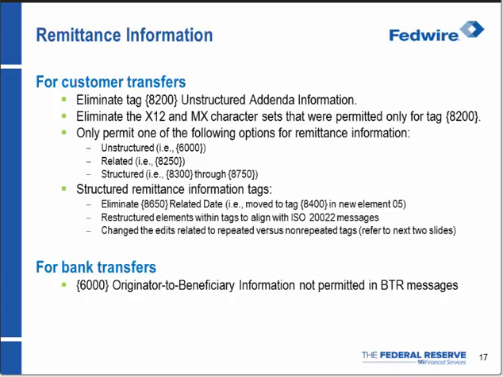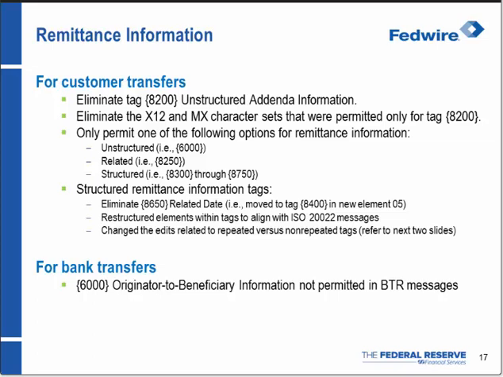Because we're getting rid of the 8200 tag, we can also eliminate the X12 and the MX character sets that were previously allowed for tag 8200. We no longer need to support those character sets. The three options that will be available for remittance information are: the unstructured option that I already talked about, tag 6000, which is 140 characters; the related remittance option, 8250, which will remain just as we have it today; and finally the structured remittance, which we have today as well, represented in tags 8300 through 8750. We are making some changes, though, to the way the edits work for the structured remittance, and I'll go through those in a moment.